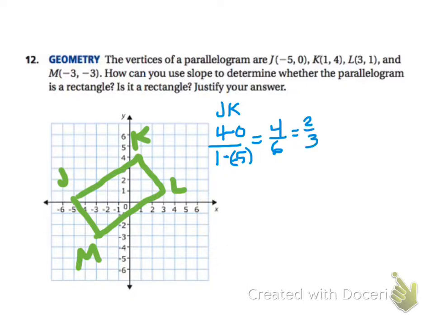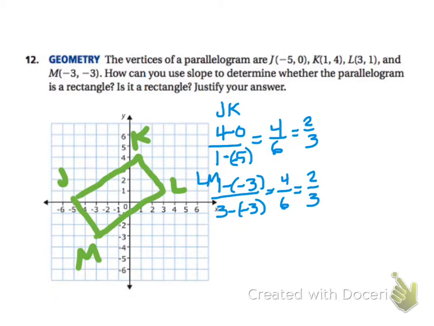All right. For the line LM, I'll just do the line LM because it should be parallel to JK. LM would be 1 minus the negative 3, over the change in x, which is 3 minus the negative 3. So 1 plus 3 is 4, 3 plus 3 is 6. It also simplifies to 2/3. So far, so good. And that was line LM.